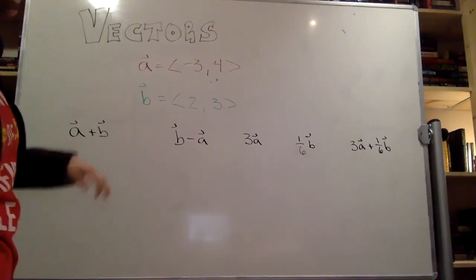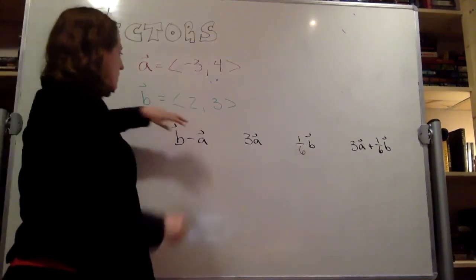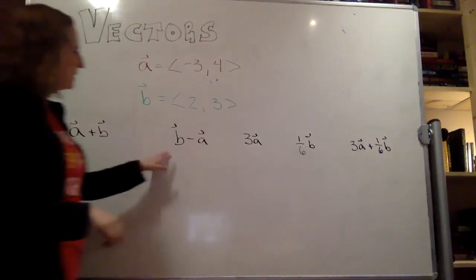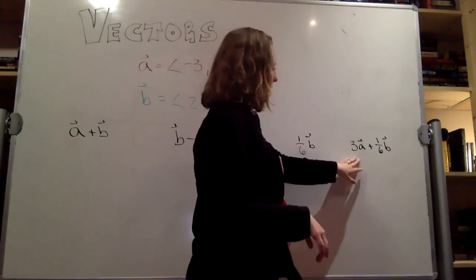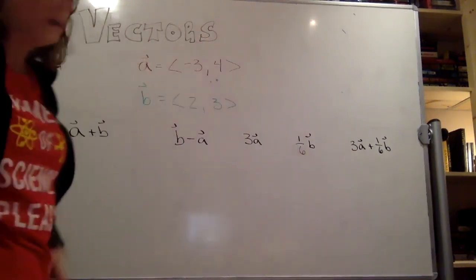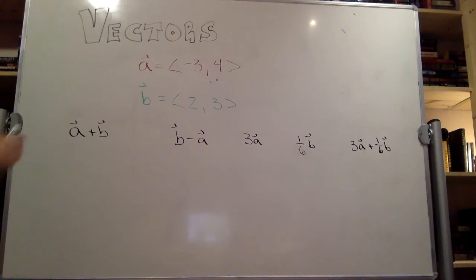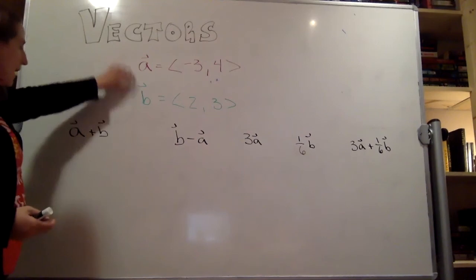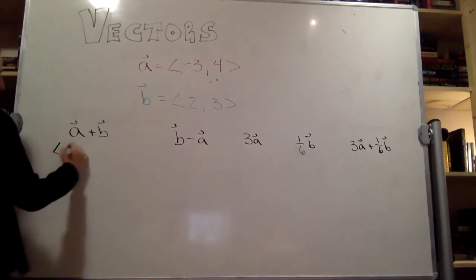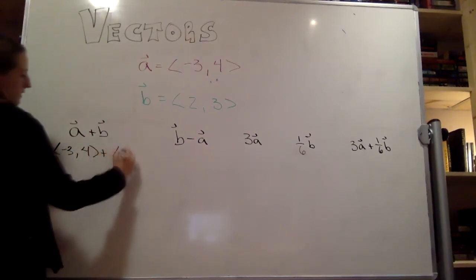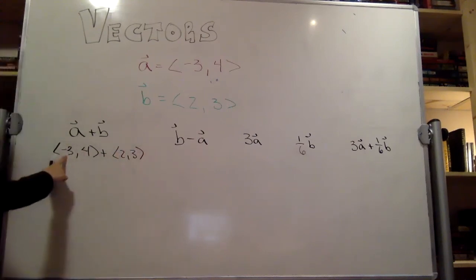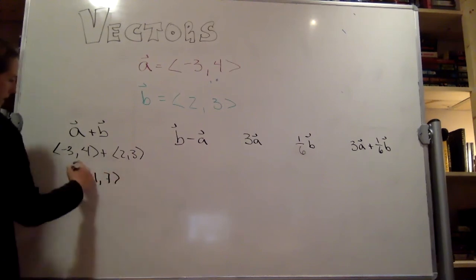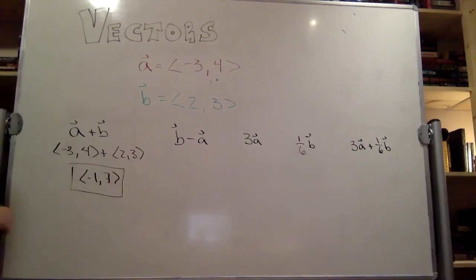All right, so say I have 2 vectors defined by their horizontal and vertical components. I want to perform all of these operations: A plus B, B minus A, 3 times A, 1/6 B, and 3A plus 1/6 B. Well, to start with, if I want to do A plus B, I'm just going to add the components of A plus the components of B. So -3, 4, plus 2, 3. -3 plus 2 is -1. 4 plus 3 is 7. So A plus B is going to be -1, 7.